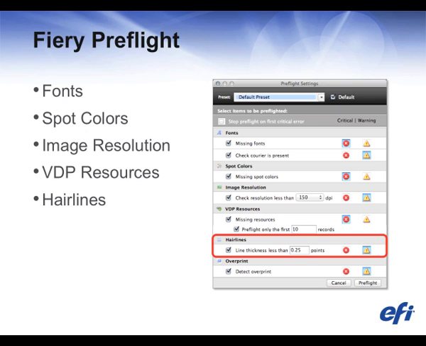Fiery Preflight can also check for the presence of hairlines in a document. In this example, a warning will be generated if it detects a line thickness of less than a quarter point. Finally, Fiery Preflight will check for the presence of overprints in the document. In this example, this will generate a warning message to alert us to enable the Fiery Job Property option, Composite Overprint.